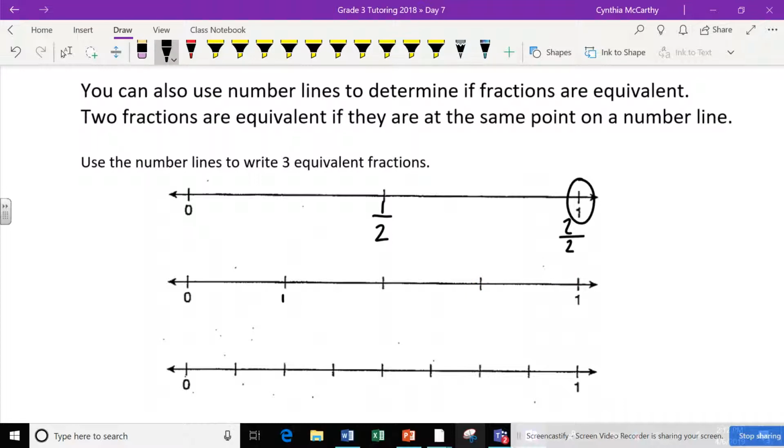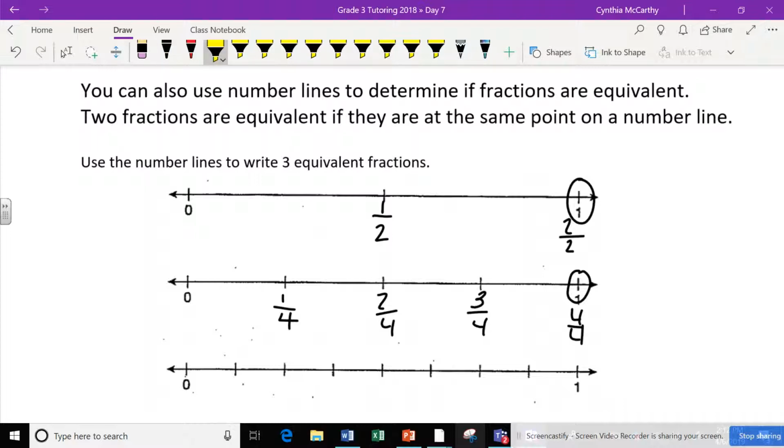Since this is my first tick mark, I know that this is 1/4. My pen is going to write. I know this is 2/4. I know this is 3/4. And my last tick mark is 4/4. Remember, 4/4 is the same as 1 whole.